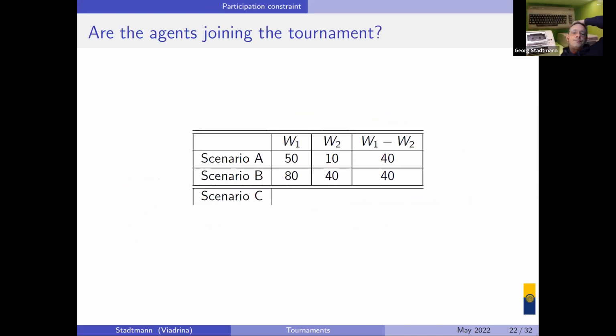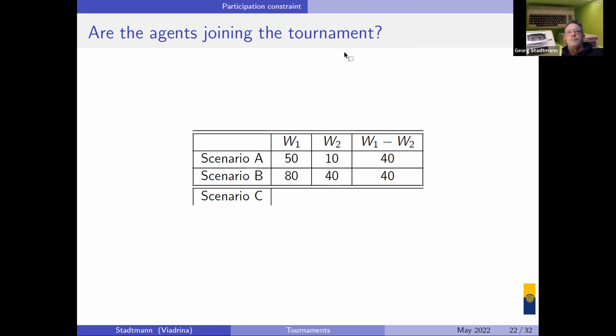So we are switching to a different subchapter. You can always see the subchapters in the left upper part of the slide. So I will talk about the participation constraint now. Participation constraint deals with the question, are the agents joining the tournament?